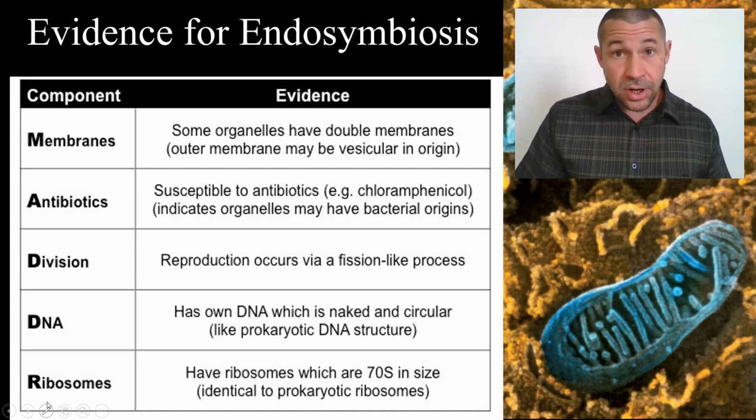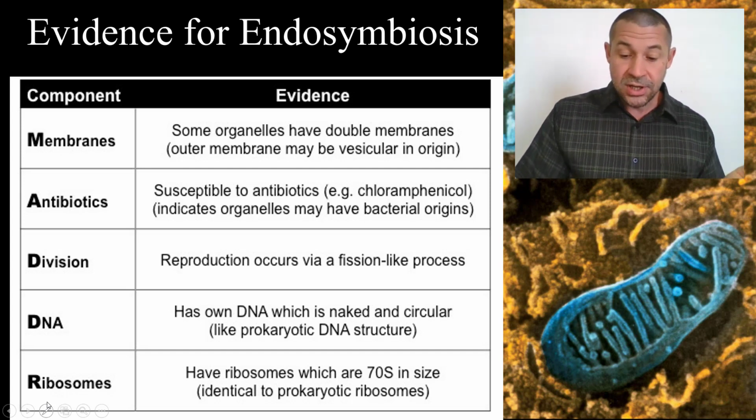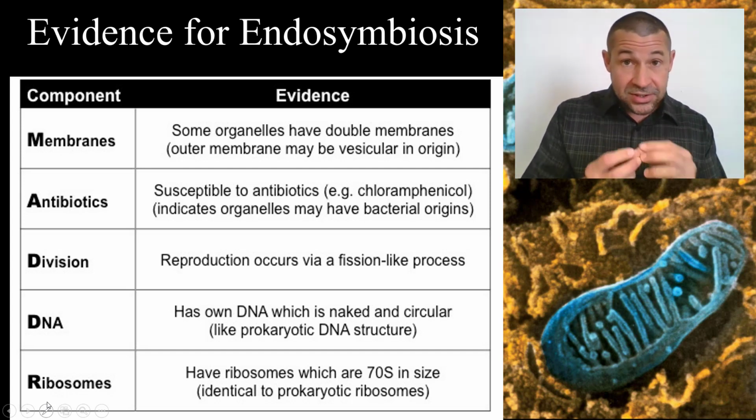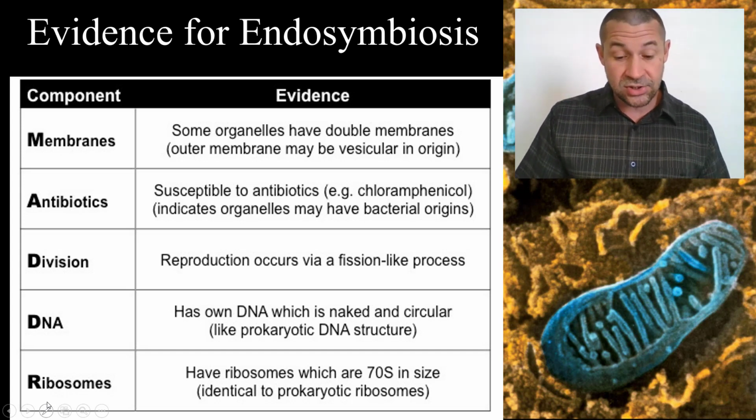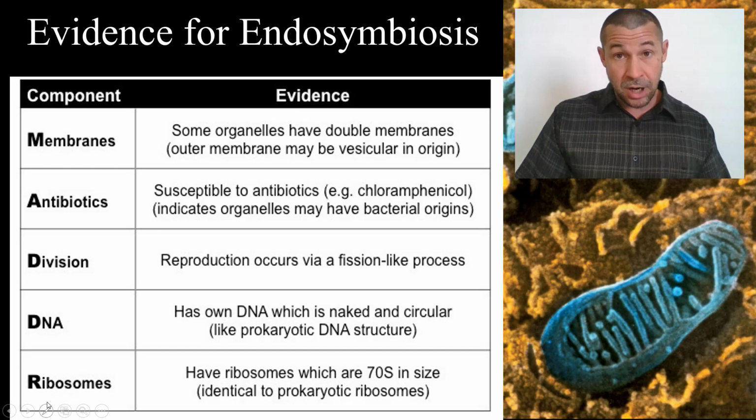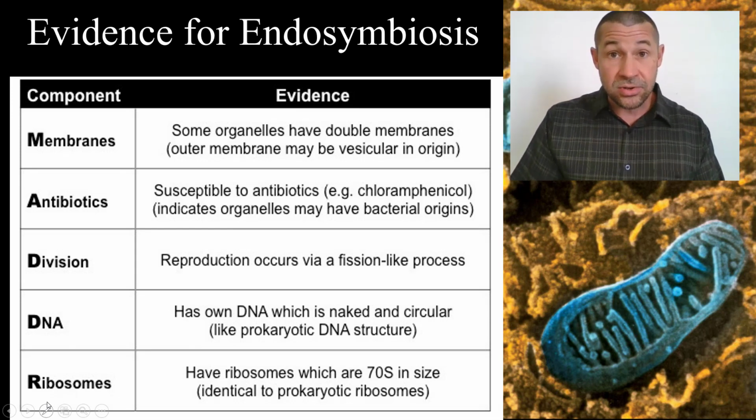Lastly, both mitochondria and chloroplasts have their own ribosomes. And you remember a ribosome, that's the little cellular machinery that manufactures proteins. So the ribosomes found in mitochondria and chloroplasts are identical to the ribosomes found in the free-living prokaryotes, both structurally as well as in their size.